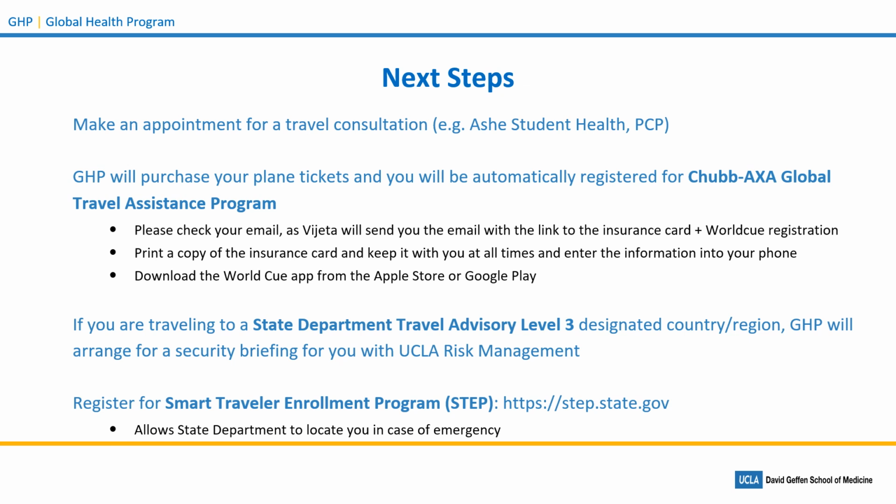If you are traveling to a State Department Travel Advisory Level 3 designated country or region, GHP will actually arrange for a security briefing for you with UCLA Risk Management. And then lastly, please register for the Smart Traveler Enrollment Program, or STEP, at this State Department website here. This is a really good program that allows the State Department to locate you in case of an emergency.